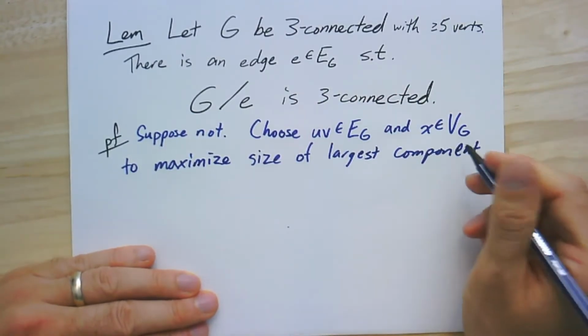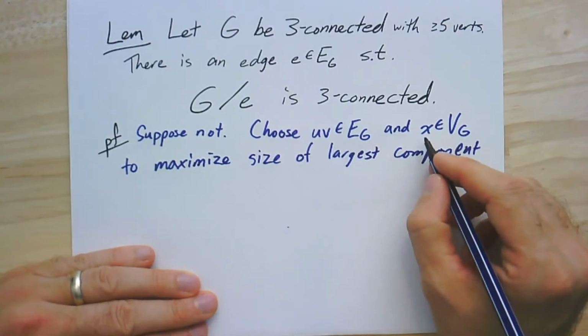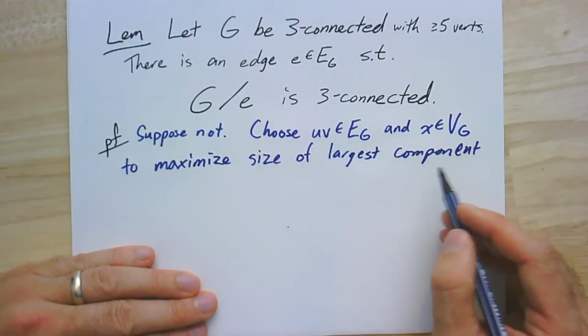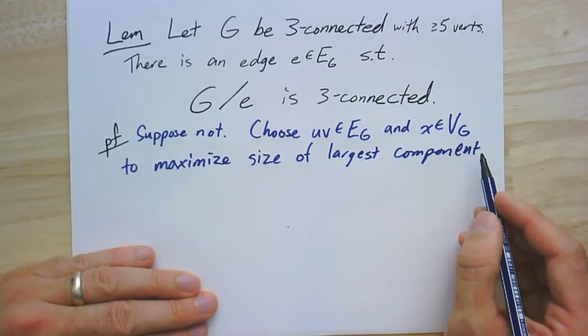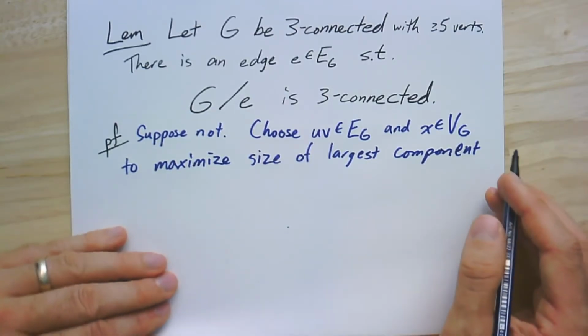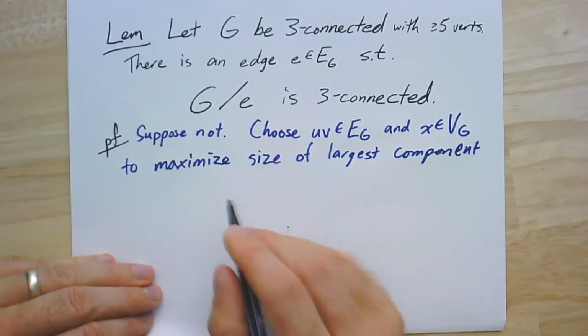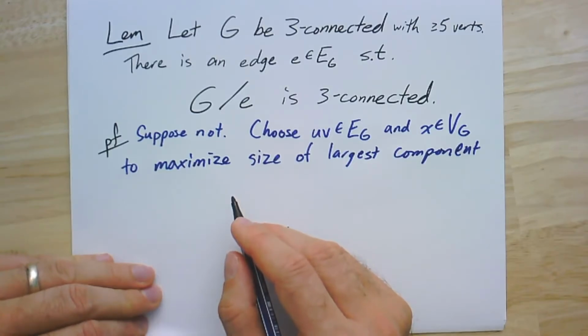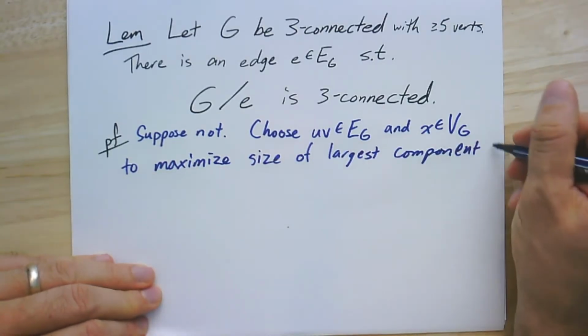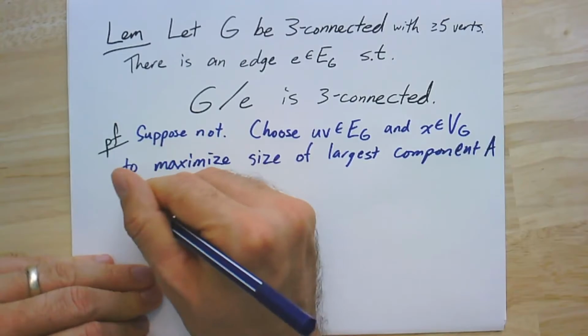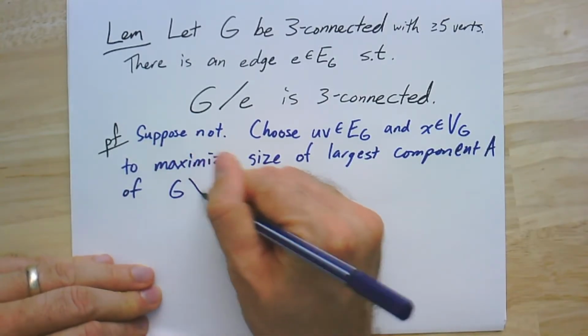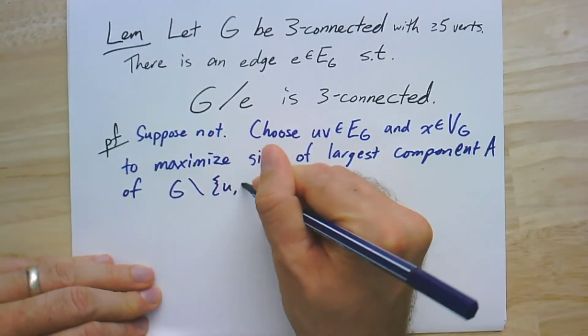So I'm picking these together. This is like finding a cut set where 2 of the vertices are adjacent, and the result has the largest possible component. But it does have to be a cut set. And let's give it a name. Let's call it A. Largest component A of G minus UVX.